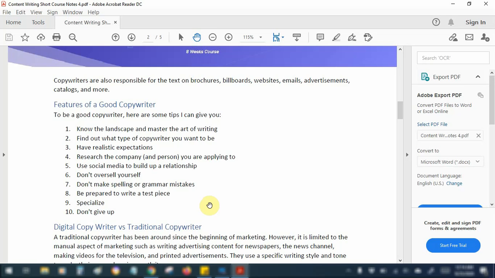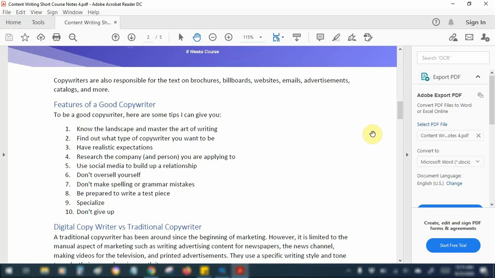So make sure you have realistic expectations from whatever you're writing in the copy. Research the company and the person you are applying to. That means if you are looking for work on Upwork or freelancer.com or all these platforms, research the company or the person you're writing about and see what it is he or she is selling. Feel free to ask questions if possible. Engage them and get as much information as you need in order to be sure that you want to do this job.